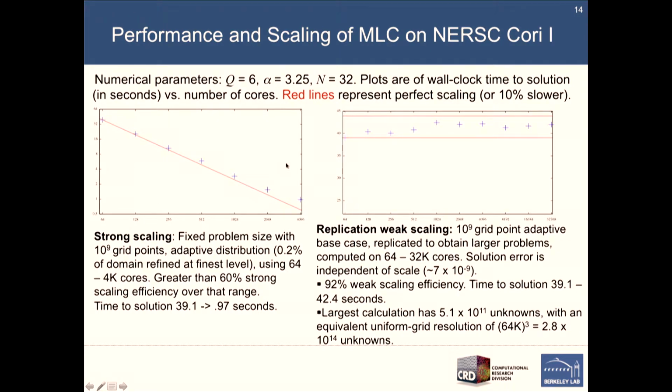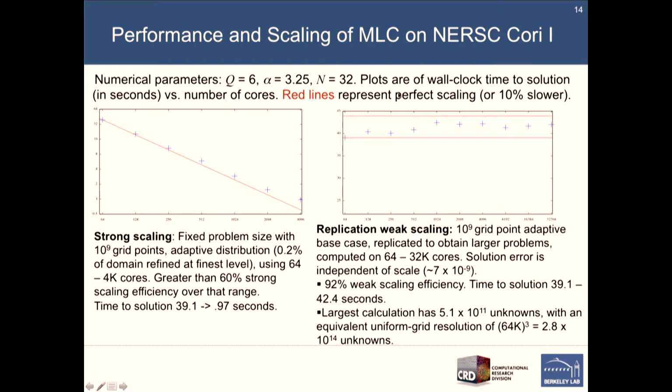Again, there are 32 cores to a node. And we're seeing greater than 60% strong scaling efficiency over that range. When we're up at 4K cores, we can compute 1 billion mesh points at about a hair less than a second. Here we're doing weak scaling, and these are, by the way, all adaptive calculations.